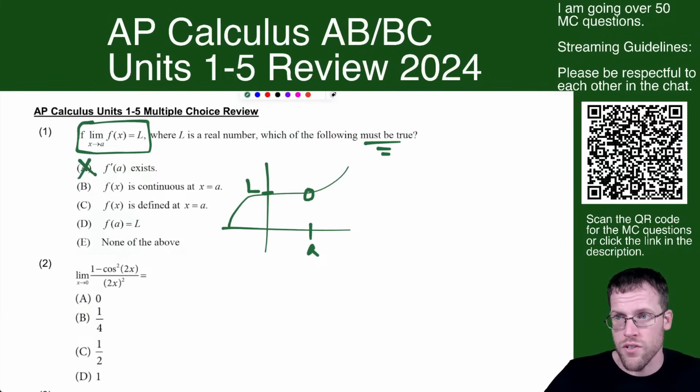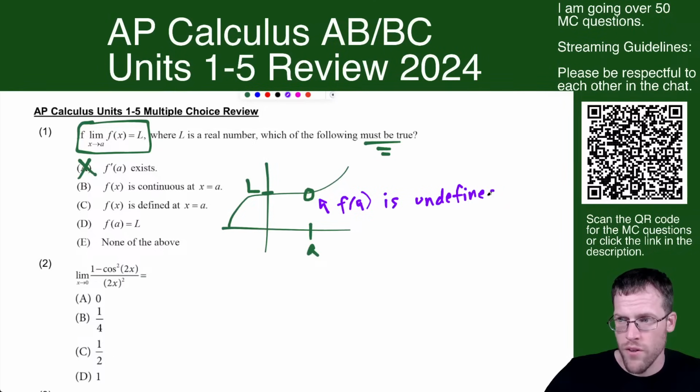Like, once again, what I just drew, and let me just bring this down a notch. This is overpowering here. At x equals a, let's say f of a is undefined. Okay, so this is, let's say, undefined. And if my function is undefined here, then it's not continuous. And if it's not continuous, then the derivative is not going to exist there. And once again, I don't need to have my function defined to have a limit, and the function value doesn't have to equal L. So none of the above are necessarily true.